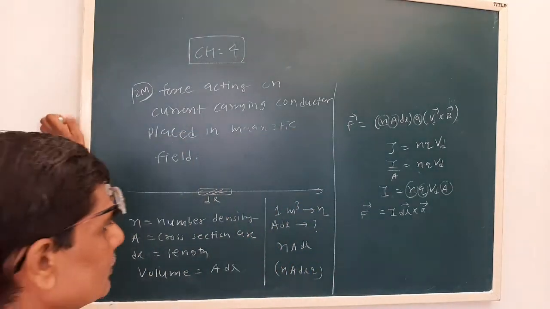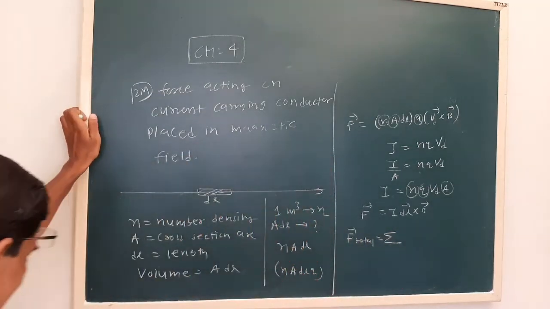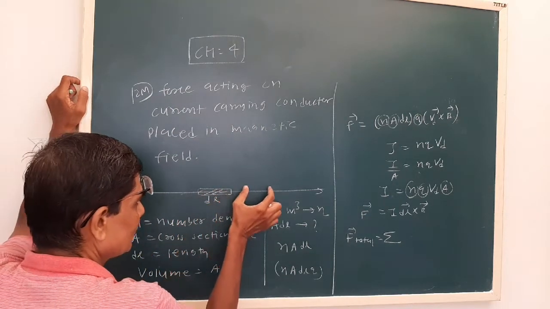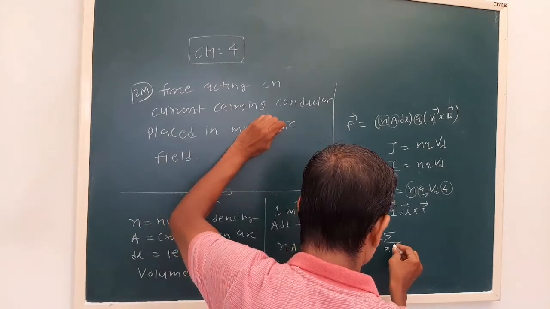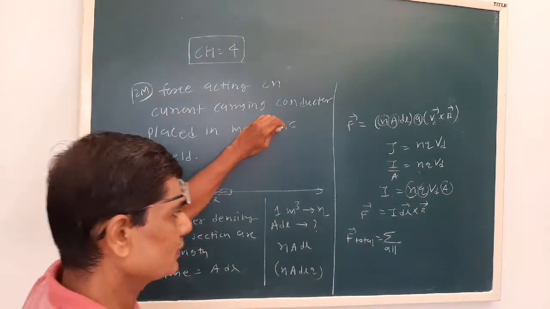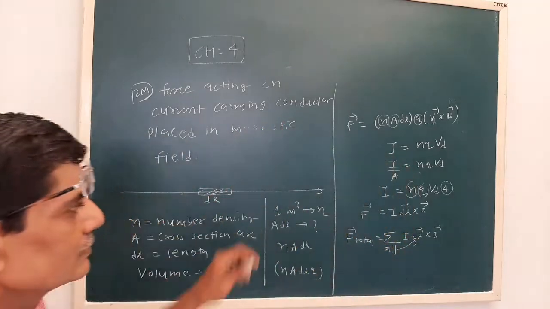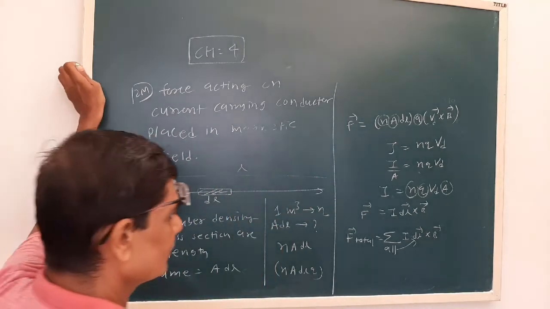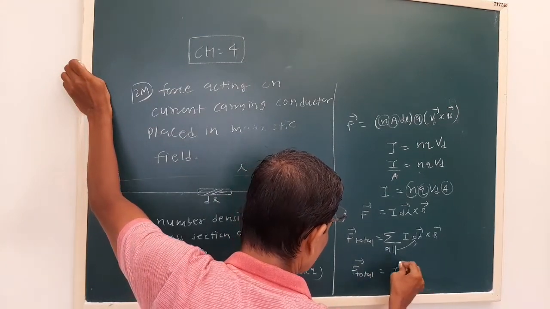The total force F total can be obtained by taking the summation, sigma. Suppose I consider dl sections like this or this or this, we can have as many sections. If I add this force, we get the total force I dl cross B. The sum of all these lengths will make the total length of the conductor, let us say L. So we can write F total is equal to I L cross B.